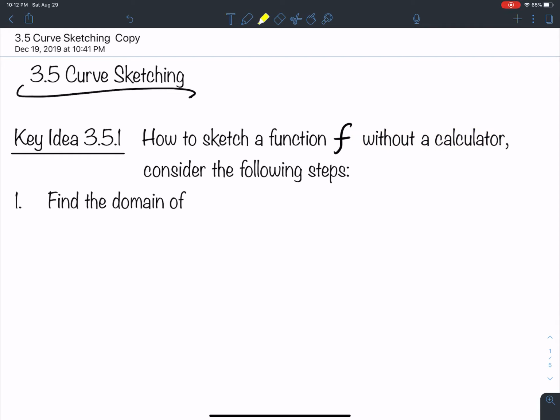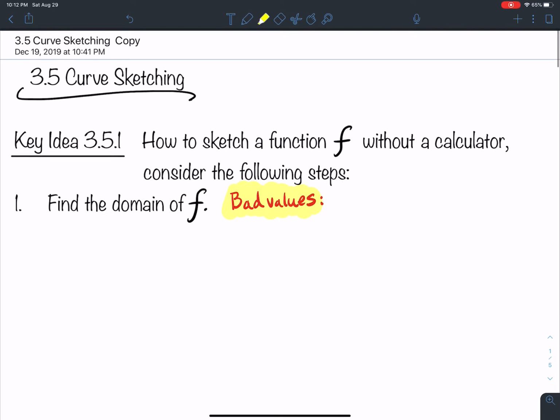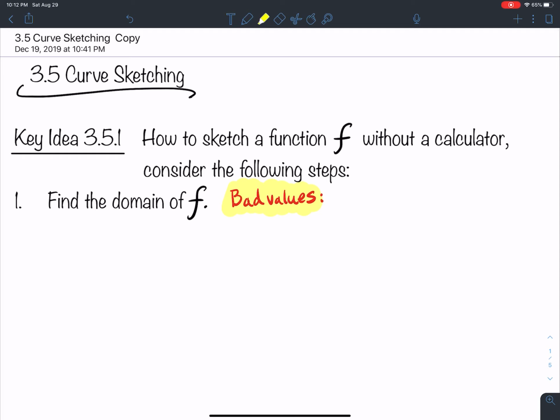Step number 1, find the domain of f. How do we find the domain of a function? Well, first thing you've got to do, look for the bad values, the values that are not in the domain. Once you know what's not in the domain, you take those out and whatever you have left, that's what your domain is, right? So examples of things that you might not have in your domain, we take a fraction.